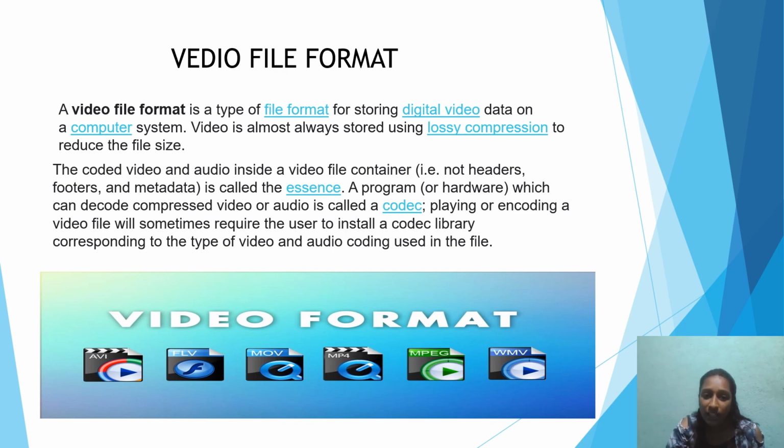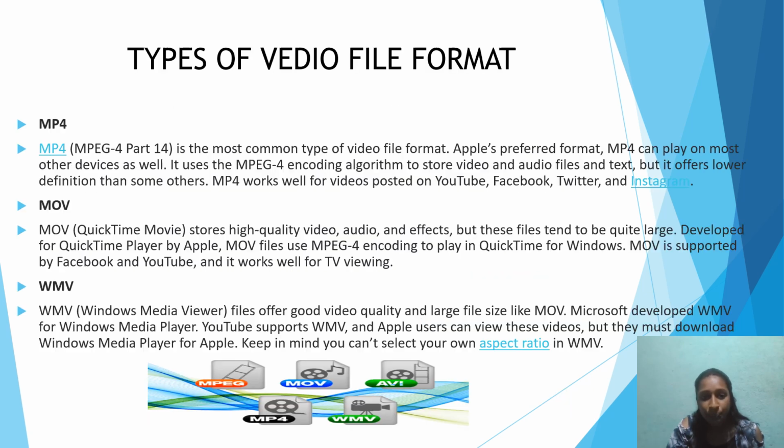A video file format is a type of file format for storing digital video data on a computer system. Video is almost always stored using lossy compression to reduce the file size. The coded video and audio inside a video file container, not headers, photos, or metadata, is called the stream. A program or hardware which can decode compressed video or audio is called a codec. Playing or encoding a video file will sometimes require the user to install a code library corresponding to the type of video and audio coding used in the file.